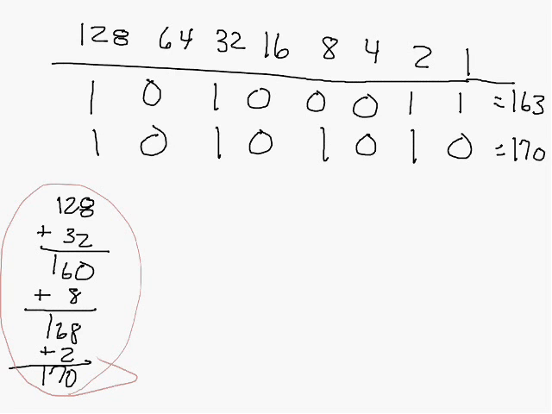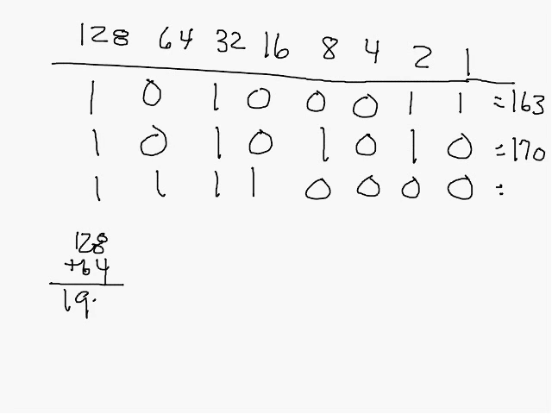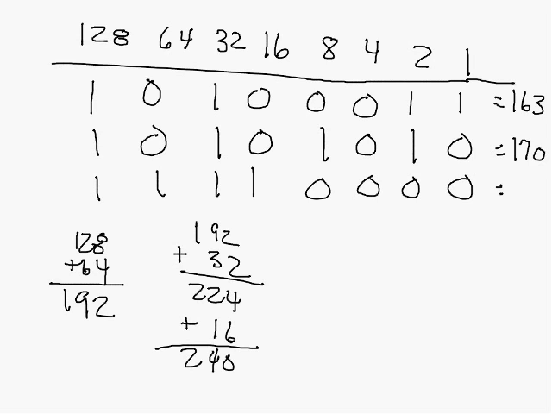Let's do another. Suppose I gave you 11110000. Well, that would be 128 plus 64 plus 32 plus 16, and that is the answer, 240. So as you can see, converting binary numbers to decimal numbers when they're all 8-bit numbers is very simple. It's not a difficult problem.